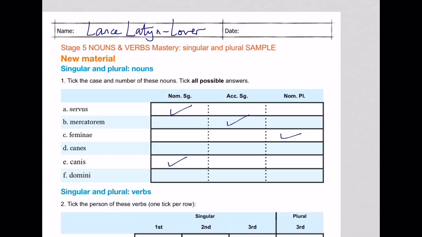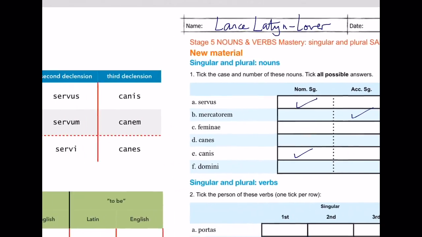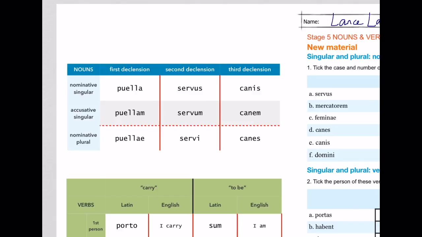As is canes for the third declension and domini for the second declension. Just prove that again. There's our servi, like domini, and there's our canes, the plural of dog.